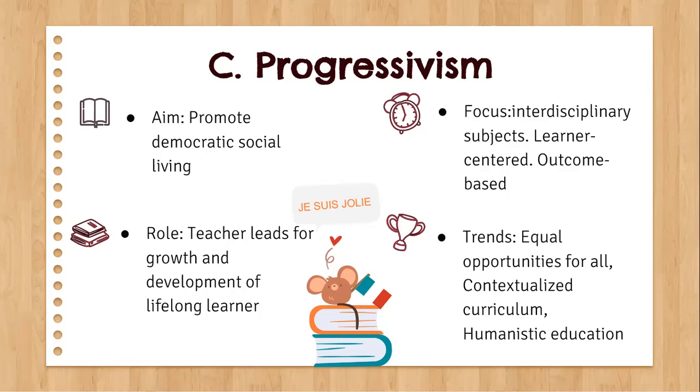Learner-centered and outcome-based. It is learner-centered because we are involving the learner in the actual process of teaching and learning. Alright? And outcome-based because we are also trying to see if the learners have learned a lot from your discussion or if they did not learn anything. That is why it is progressivism. We are trying to see if our learners have progressed, if our learners have improved or not. And this type of philosophical foundation is learner-centered. The first two, perennialism and essentialism, are teacher-centered.